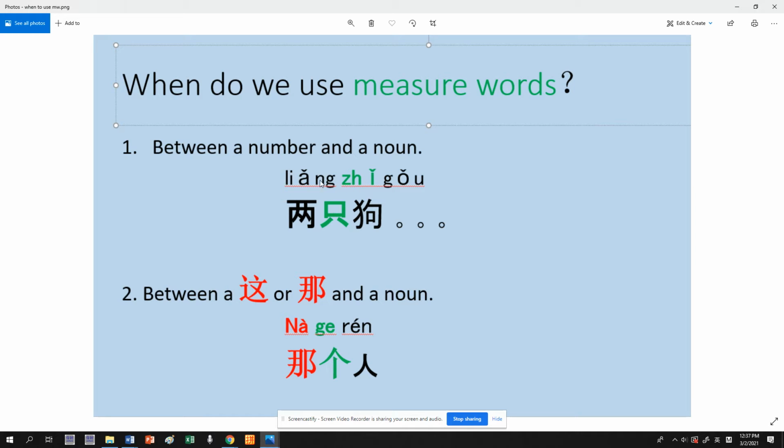But there's another place where we use measure words, and that's between a this or that and a noun. Remember in Chinese, this or that is 这 or 那. So if we want to say that person, we'd say 那个人, and we'd need the measure word between 那 and 人. To practice this second usage, I've made a whole bunch of activities for you, and they're all individual, so it's just as well that we don't have class in person.